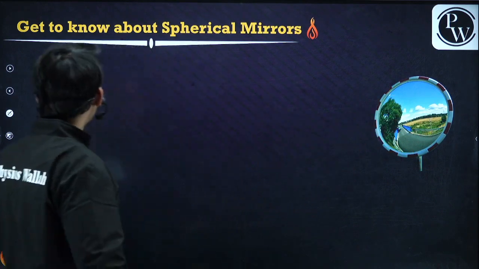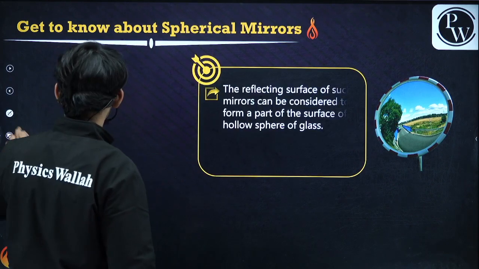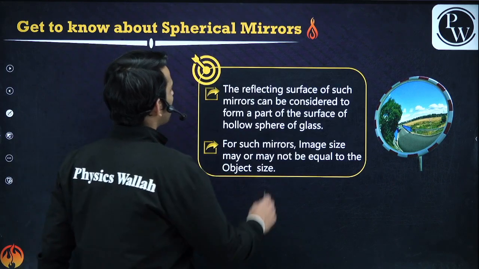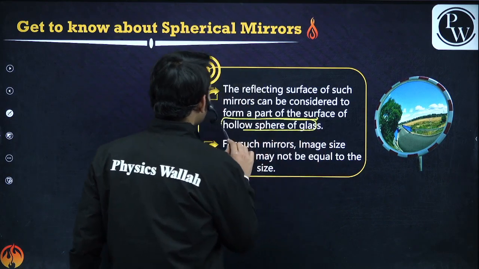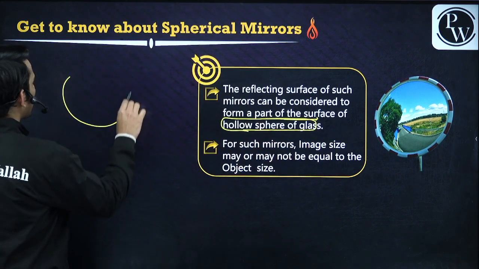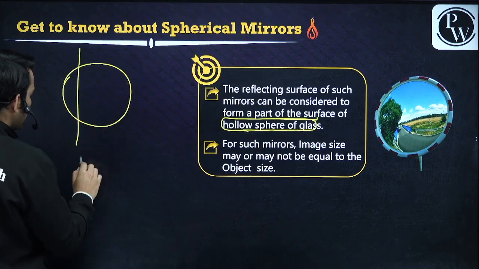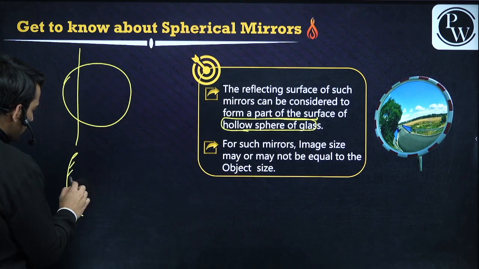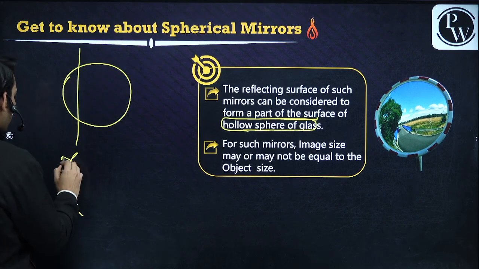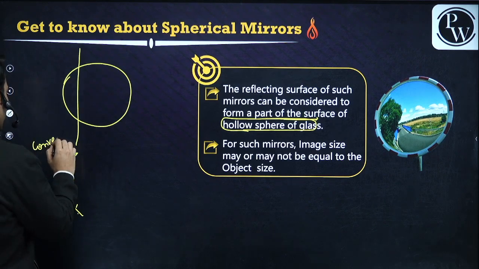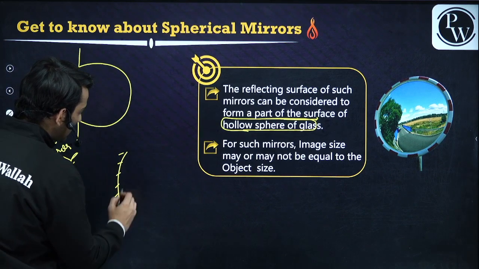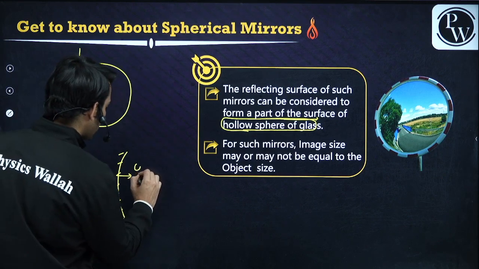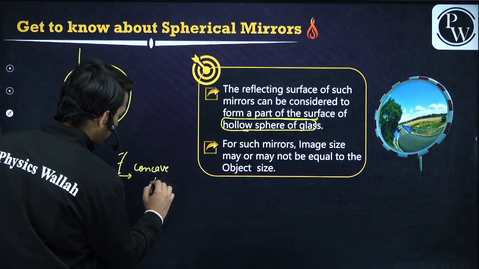This is a spherical mirror. Basically, these mirrors consist of a part of the surface of a hollow glass sphere. That means, guys, let's say if I take any hollow glass and cut it from here, this is the part. If I polish it from inside, this will become a convex mirror. The outer surface is reflecting, right? This will become a convex mirror. And if I polish it from outside, the inner part will be reflecting. This will become a concave mirror.